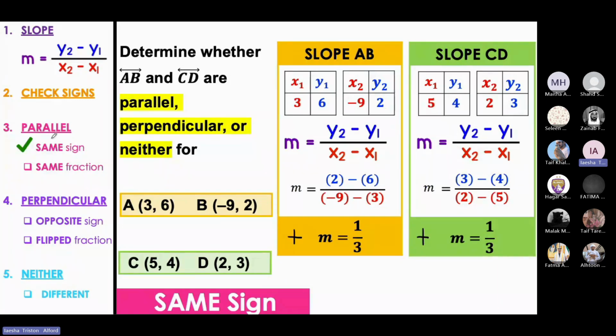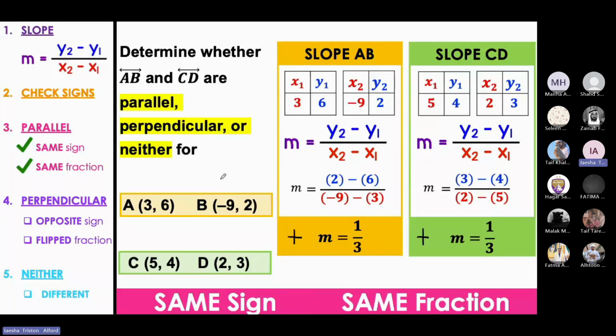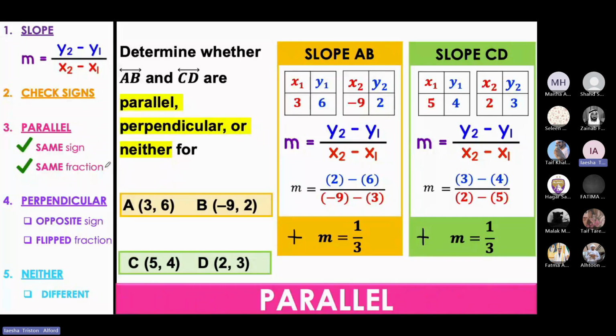To make parallel, it has to be the same fraction. If it is a different fraction, the name is neither. So check the fractions. Is it same fraction, yes or no? Yes, same fraction. So you have same sign, same fraction. The name is parallel.